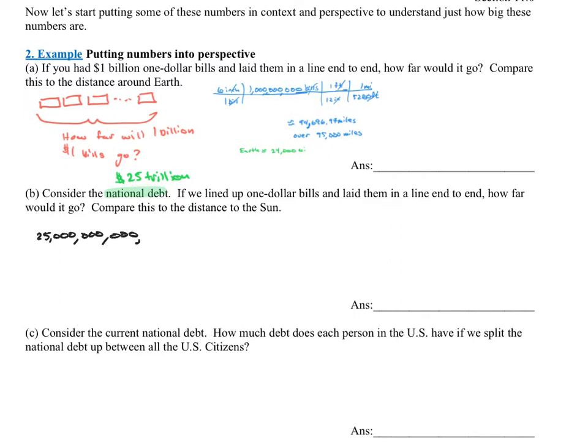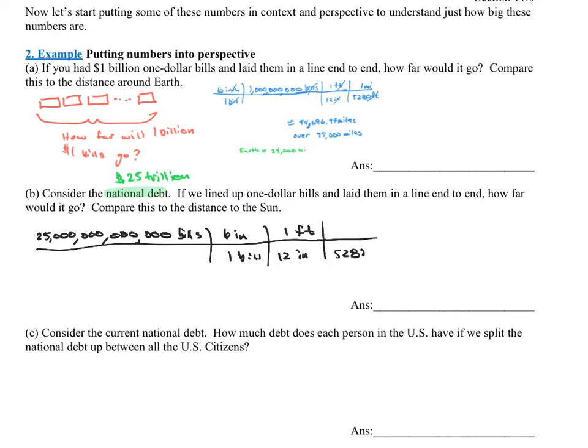That is 12 zeros. 25 trillion bills. We know that one bill is approximately 6 inches. We know that there's 12 inches in 1 foot. And we know that there's 5280 feet in 1 mile. So that takes the length of 25 trillion dollar bills lined up, just like they were in the previous problem. And this is going to give us our answer in miles.